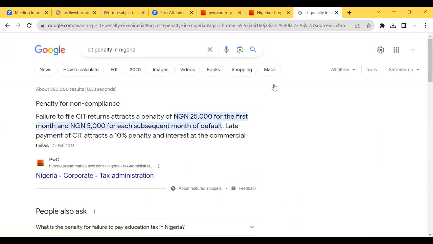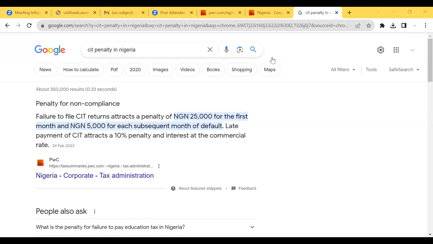Okay, yes. So failure to file CIT, and this is as at 24th of February 2023, so this is the most recent. Non-compliance attracts a penalty of 25,000 for the first month, then 5,000 for subsequent months. I hope I've been able to answer that person's question. Mr. Inamdi, I hope we are clear now. Based on this PwC tax card that is showing here now, it's 25,000 and 5,000, right?